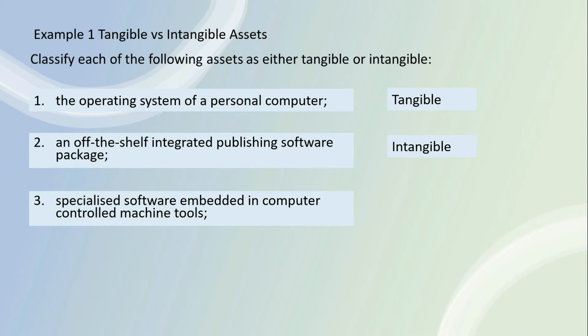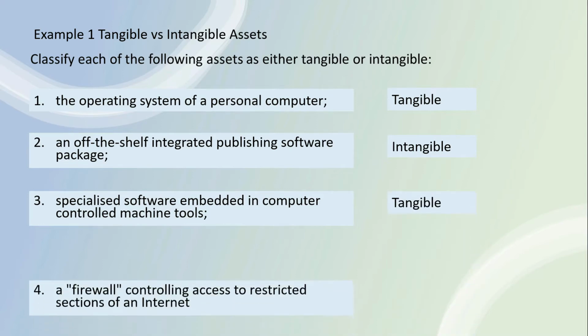Then, special software embedded in a computer-controlled machine. The control machine, for example, is a robot. The robot cannot be used without the software. So when the company buys the robot, it must come together with the robot's software. Since the software is together with the robot, this is tangible.